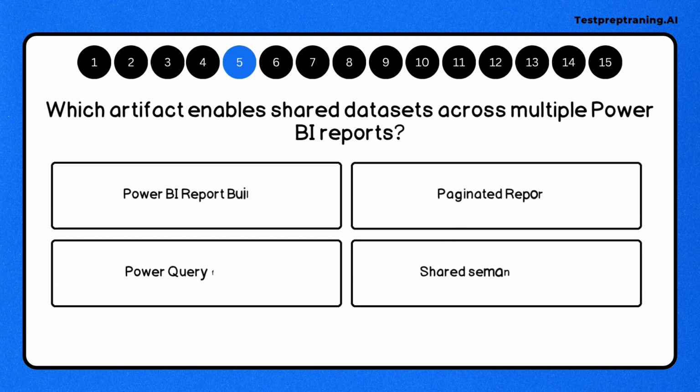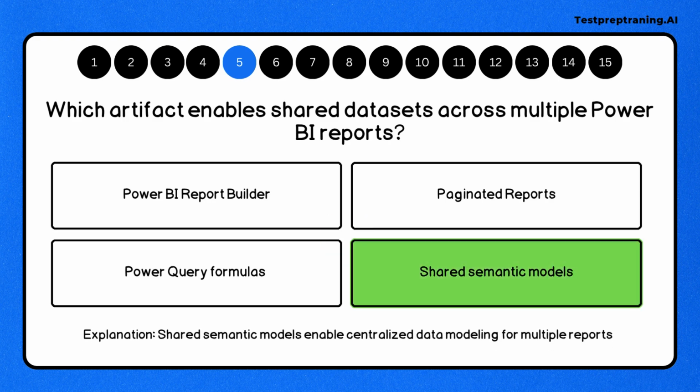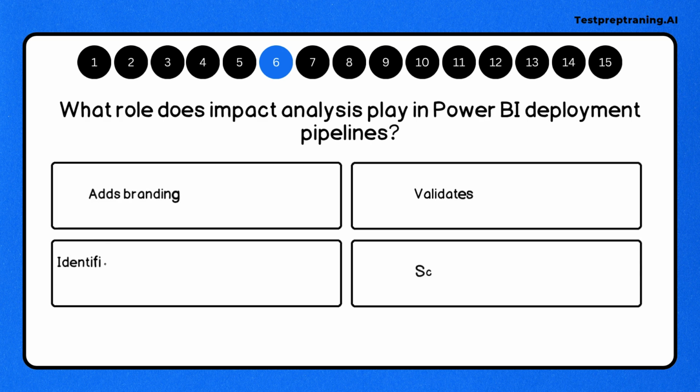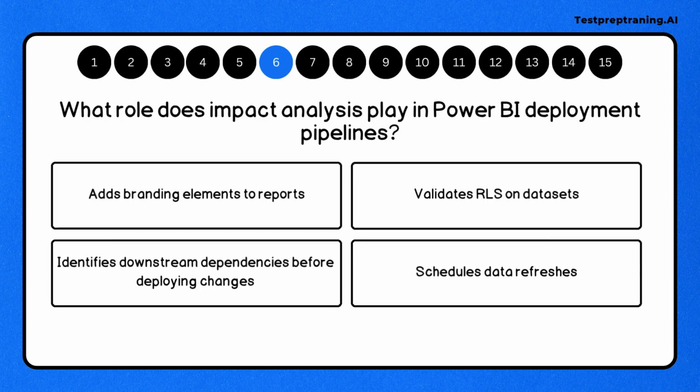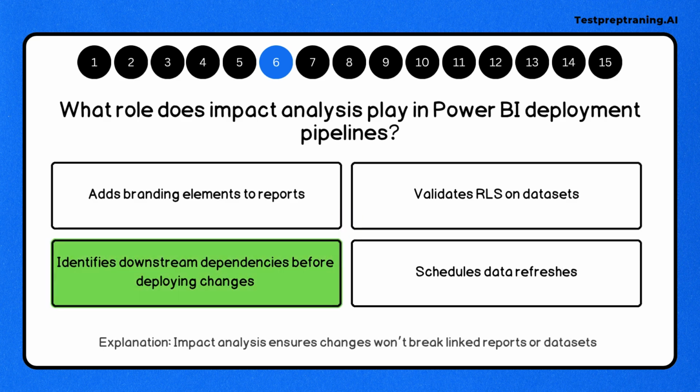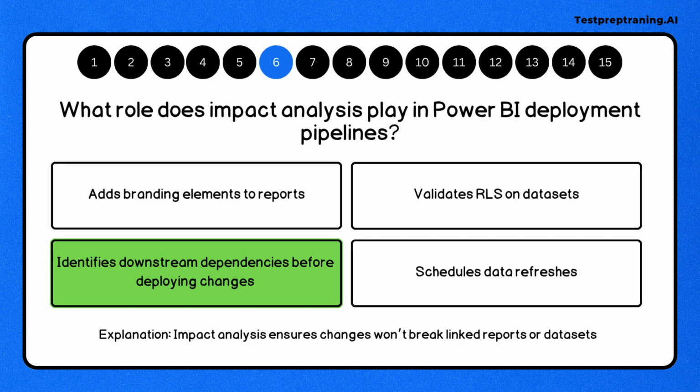Question 5. Which artifact enables shared datasets across multiple Power BI reports? Correct answer is shared semantic models, as shared semantic models enable centralized data modeling for multiple reports. Question 6. What role does impact analysis play in Power BI deployment pipelines? Correct answer is identifies downstream dependencies before deploying changes, as impact analysis ensures changes won't break linked reports or datasets.